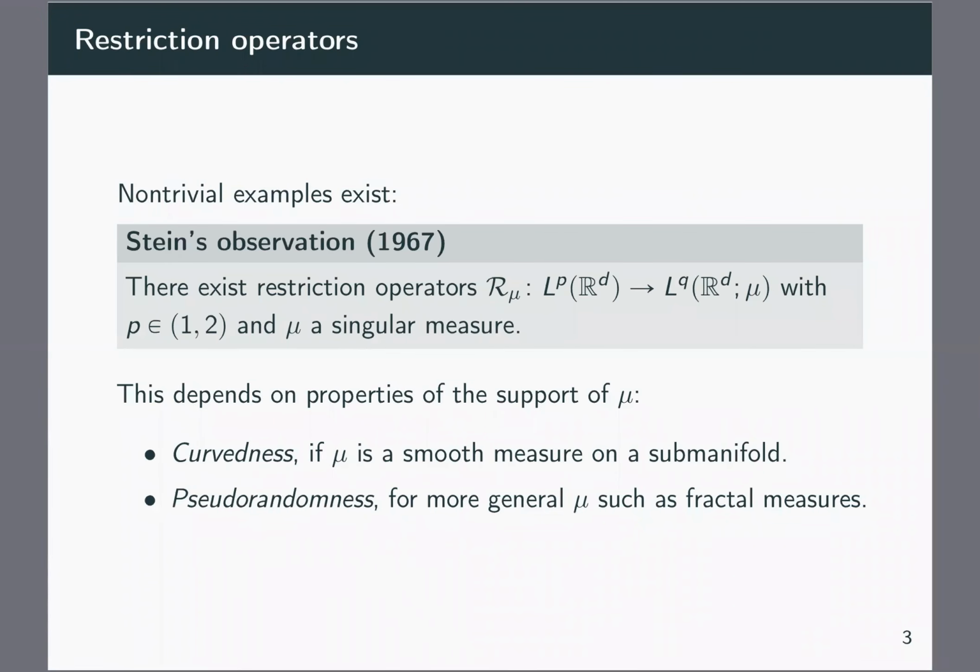In this language, Stein's observation in 1967 was that non-trivial restriction operators exist. Namely, when the exponent p is strictly between 1 and 2 and mu is a singular measure. Of course, this strongly depends on properties of both the measure mu and its support. In particular, if mu is a typical measure supported in a submanifold, then curvedness of the submanifold will play a key role. Similarly, if mu is a fractal measure, then there is an analogous key property that is usually called pseudo-randomness.